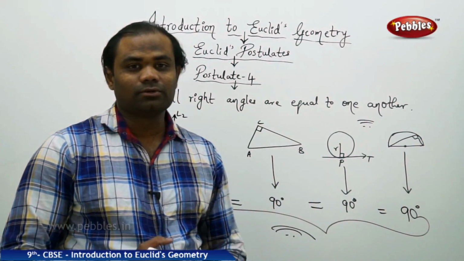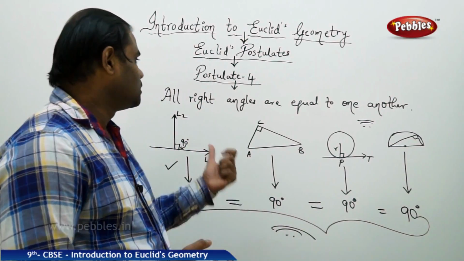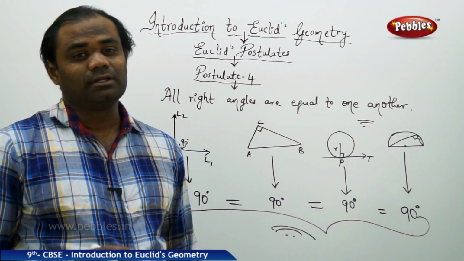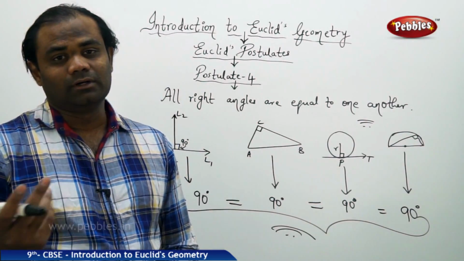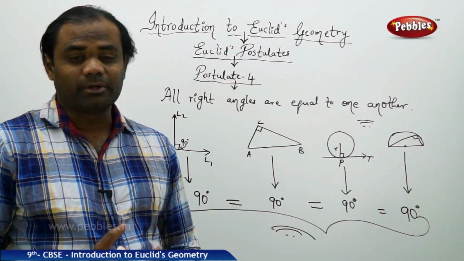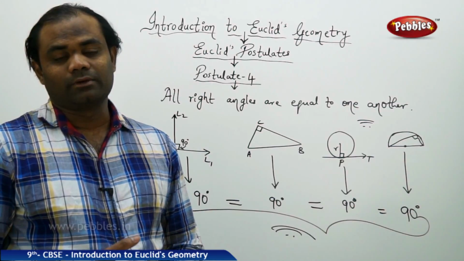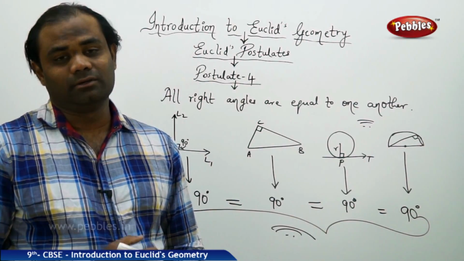So according to Euclid's postulate number 4, all right angles must be equal to the other, however different they are in their own geometrical situation. They are right angles, they must be equal.